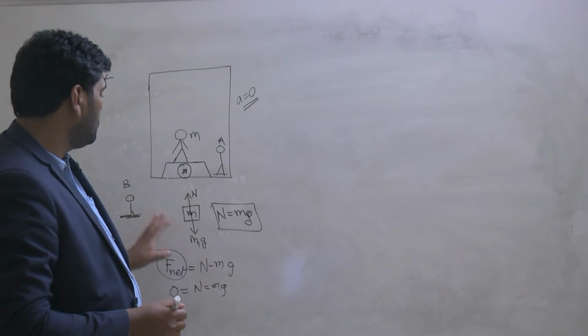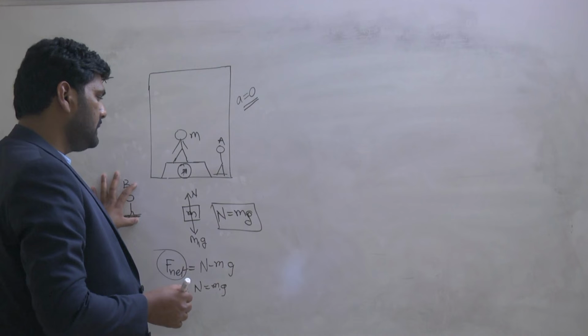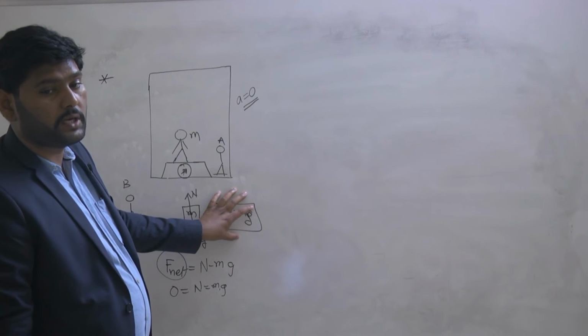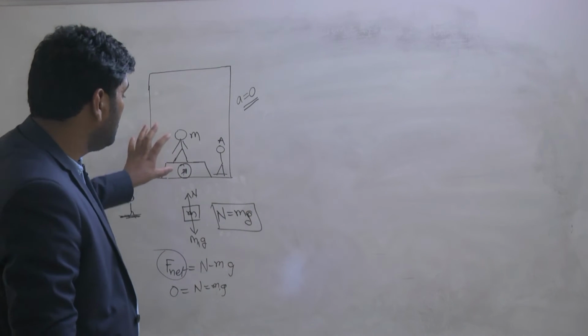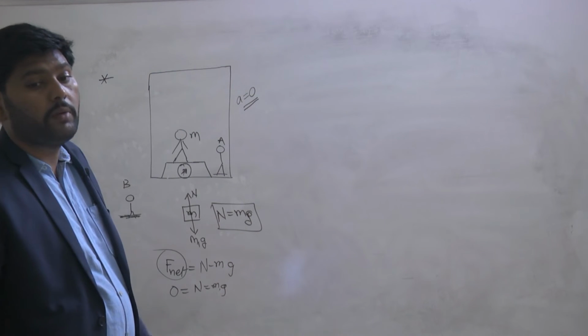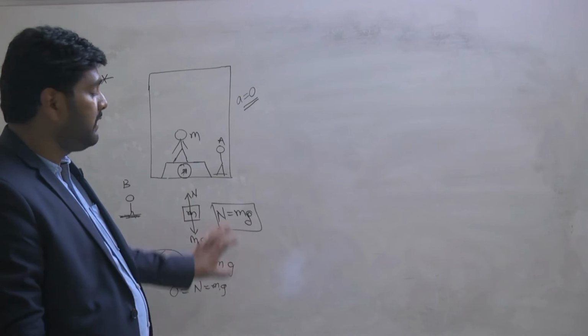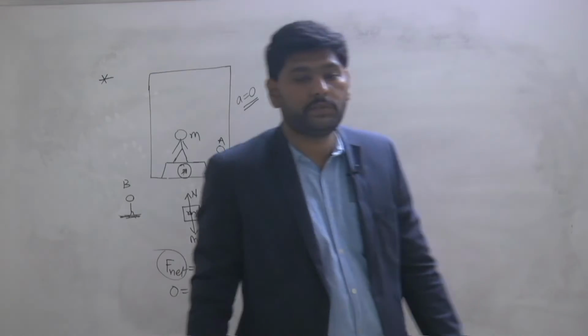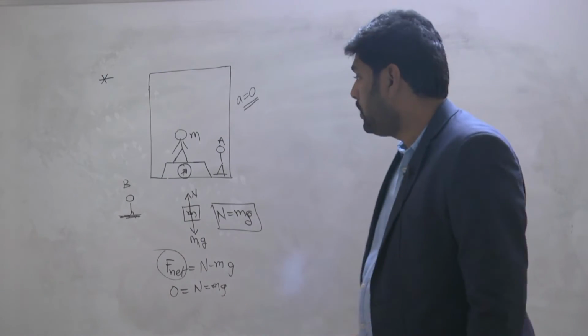So when the person is observing the things, normal reaction will be how much? Normal reaction will be given by the weight of the body. So here the weight of the body is nothing but mg, according to which person? According to person B.